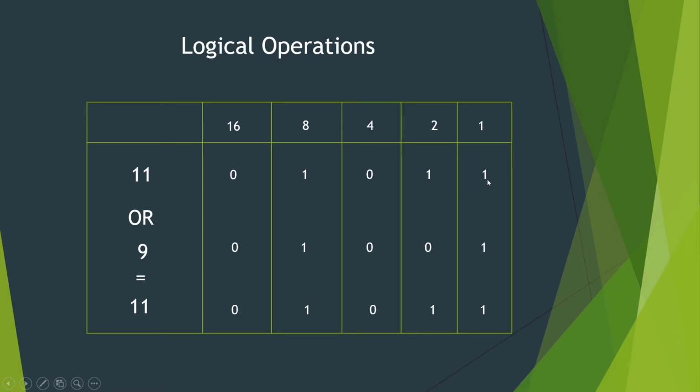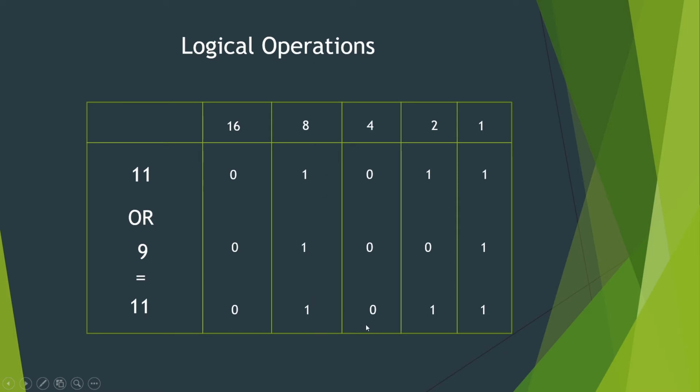Let's start from right to left. The LSB bits are 1 and 1. On the OR operation, the resultant bit is 1. Then 1 and 0, the resultant OR bit is 1. Then 0 and 0: as you can see, this is the only case in the OR truth table where the result will be 0, else in every other case the result will be 1. Then 1 and 1, the result is 1, and 0 and 0, the result is 0. So this is our final output of the OR operation between 11 and 9.